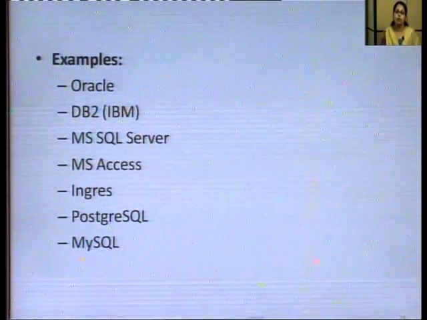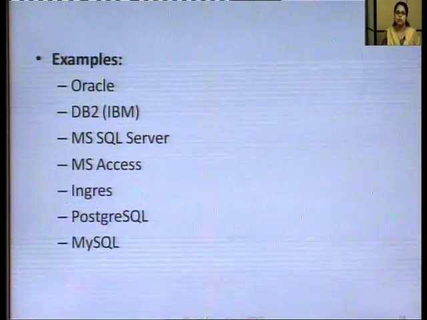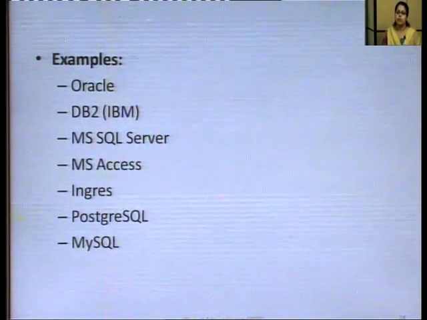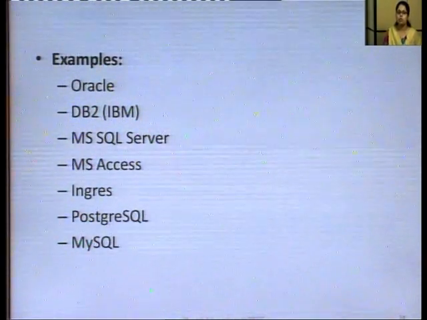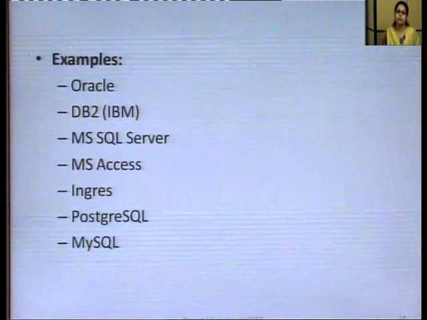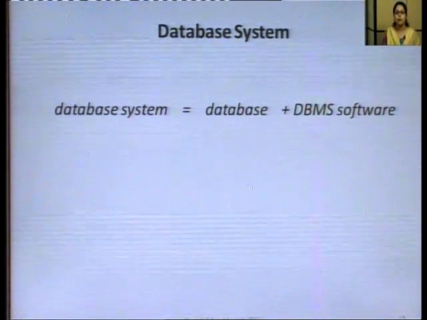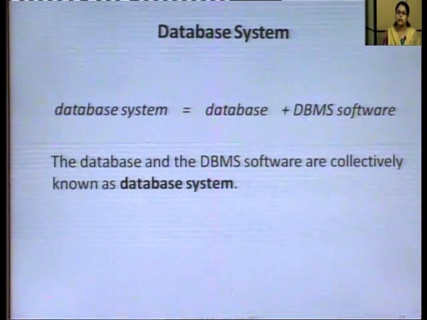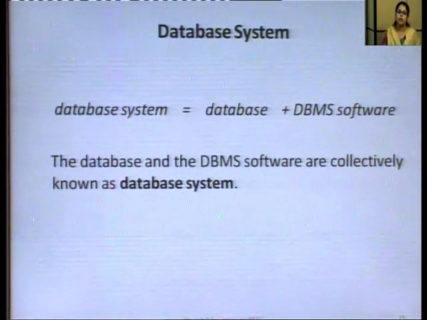Various examples of DBMS software which are used today include Oracle, DB2, Microsoft SQL Server, Microsoft Access, Ingres, PostgreSQL, MySQL. So there are so many examples of DBMS software which are used today. A database system is equivalent to database plus DBMS software. So the database and the DBMS software collectively are known as database system.